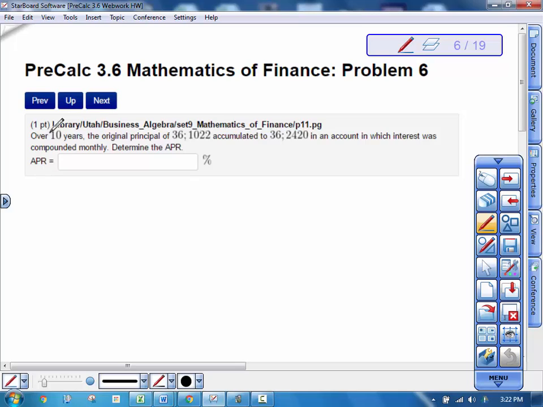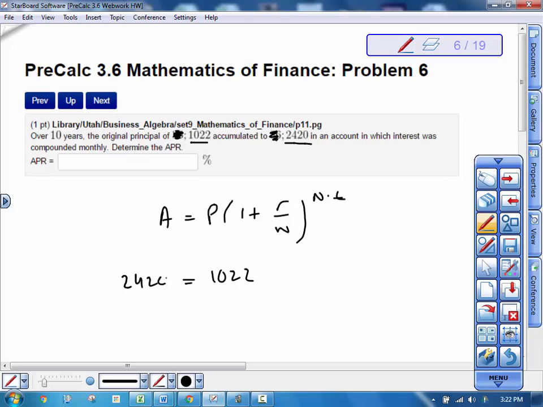Okay, the next problem then says over 10 years, the original principal of, I don't know what this 36 is doing there, that's a typo, must be 1,022, accumulated to 2,420. And it was compounded monthly, determine the annual percentage rate. Well, we have a formula for that. That formula is the amount of an investment equals the principal times 1 plus R over the number of times it's calculated per year, raised to that number times t. So it started with 1,022, ended with 2,420. The rate is 10%.